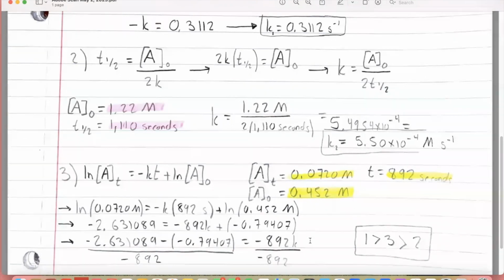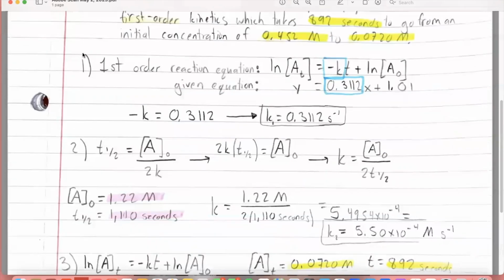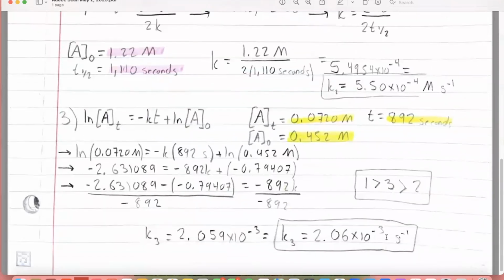And we will get that the value of k for this third quantity is 2.059 times 10 to the minus 3. And we'll round this to 3 significant figures because this is the minimum amount of sig figs given in our problem, and we'll have 2.06 times 10 to the minus 3, 1 over seconds. And this is for the exact same reason that I explained in the first one, and it also holds true for all first order kinetics rate constant values.